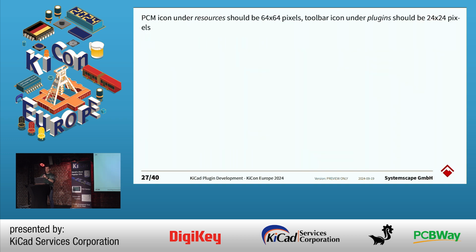Icons for the plugin and content manager should be 64 by 64 pixels, and these should be in the resources folder. Then you can have an icon that's 24 by 24 pixels. That's for the toolbar, and that should be inside the plugins folder.